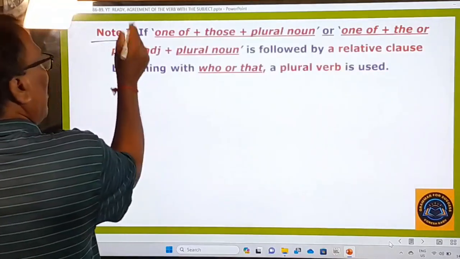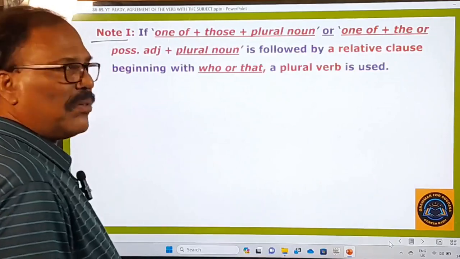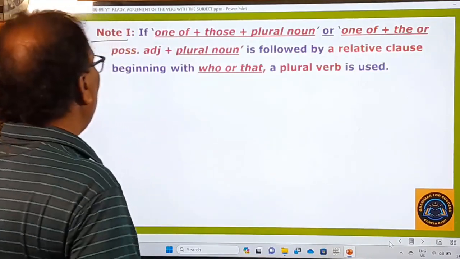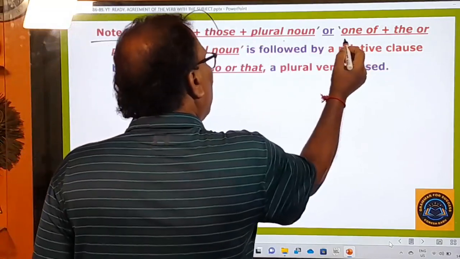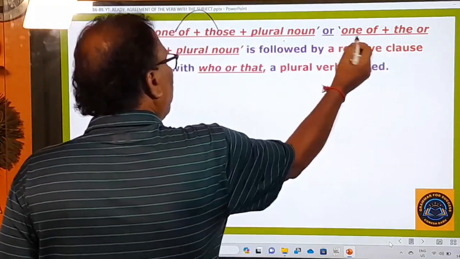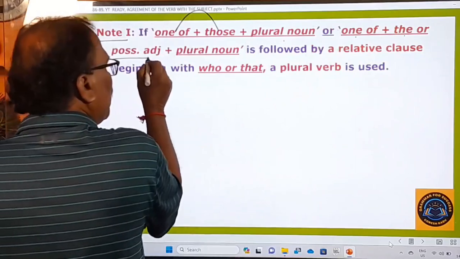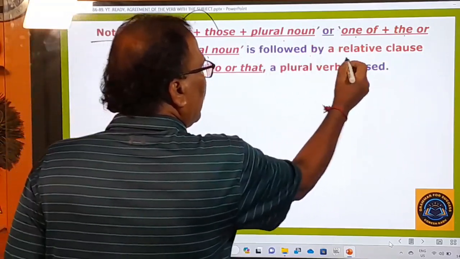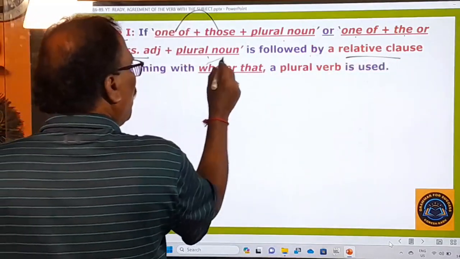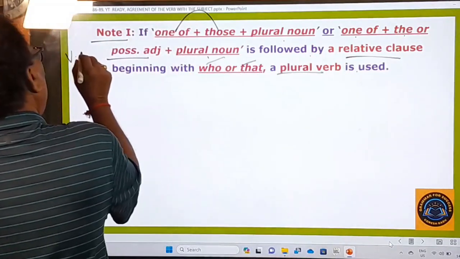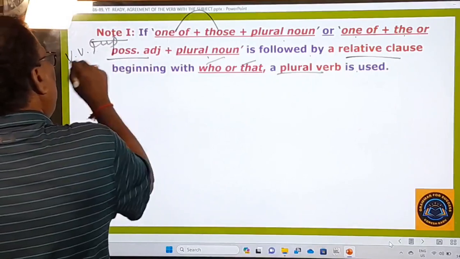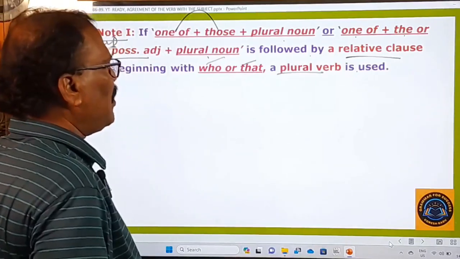Note 1 is there. Under this rule, there are two notes, note 1 and note 2. So if one of those plus plural noun, or one of the or possessive adjective plus plural noun, is followed by a relative clause beginning with who or that, a plural verb should be used. This is very important from the point of view of all your competitive examinations.